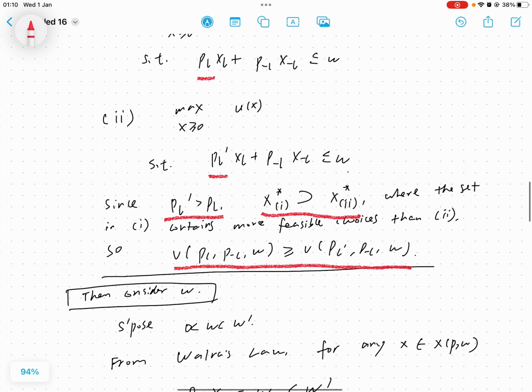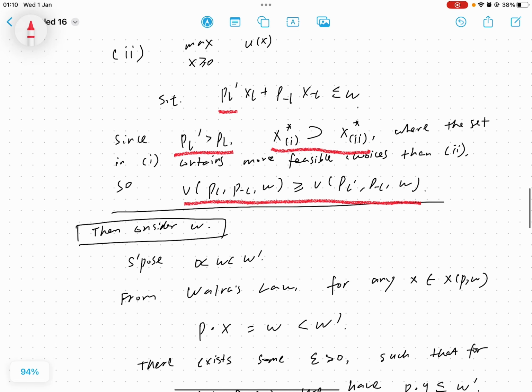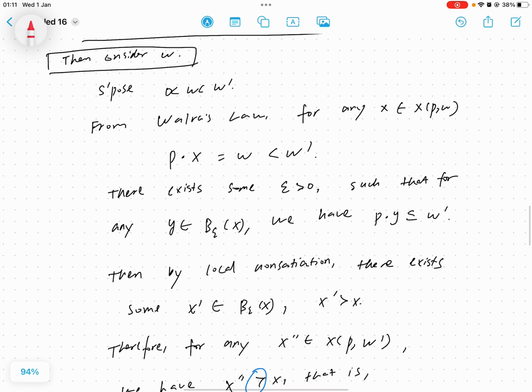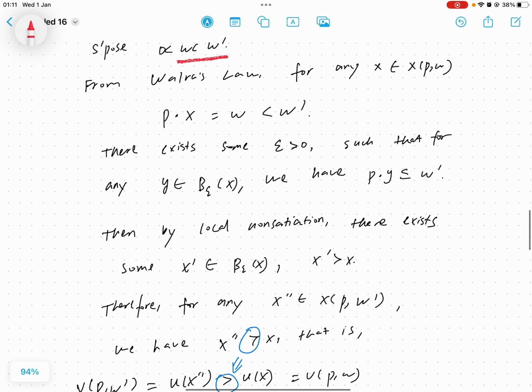So that would be it for the price. And how about for the wealth, for W? So for W, suppose that we have two different W's, where W prime is bigger than W. From Walras' law, the consumer spends all the money, and for any X we have this as Walras' law, and W is less than W prime just by the assumption that we gave.